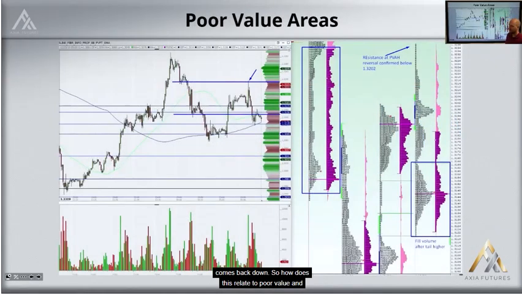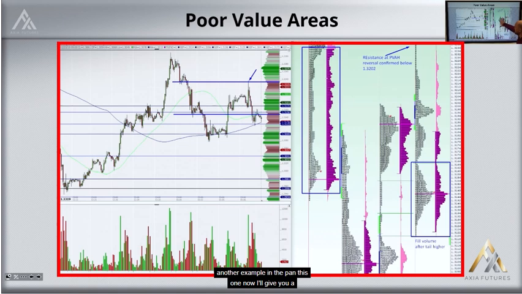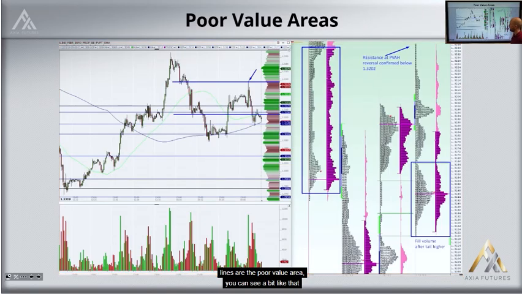So, how does this relate to a poor value area? And this is what we're going to look at now. What we've got here, this is another example in the pound, and I'll give you a different example in the bund in a moment as well. Here's your poor value area, very, very wide. Now, on the chart, the 2 blue lines are the poor value area. And you can see a bit like that previous one that we looked at.